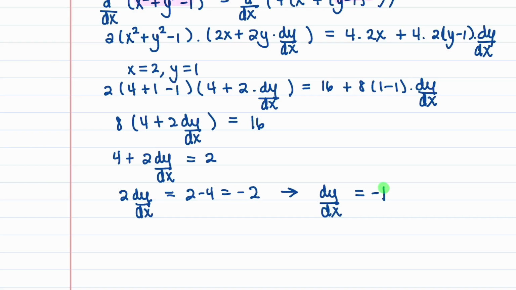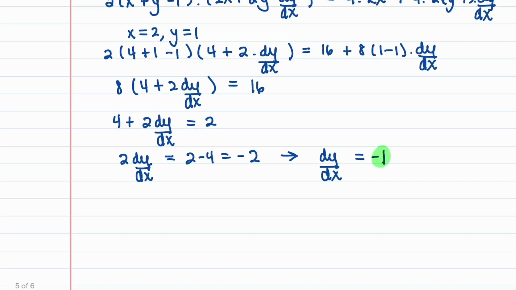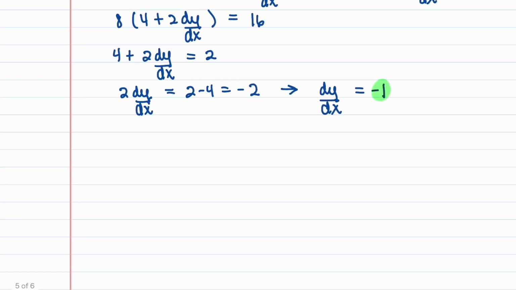We are going to take this answer then and go ahead and plug it in for our slope. Let's write down our equation again. We have y minus y1 is our slope times x minus x1. y1 is equal to 1, so we have y minus 1. Our slope we found to be negative 1, and then we have x minus x1, which is x minus 2. Let's go ahead and multiply things through.